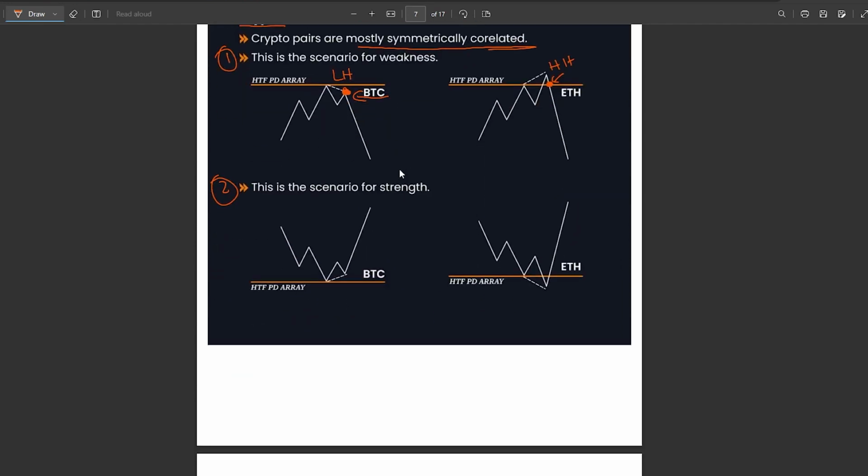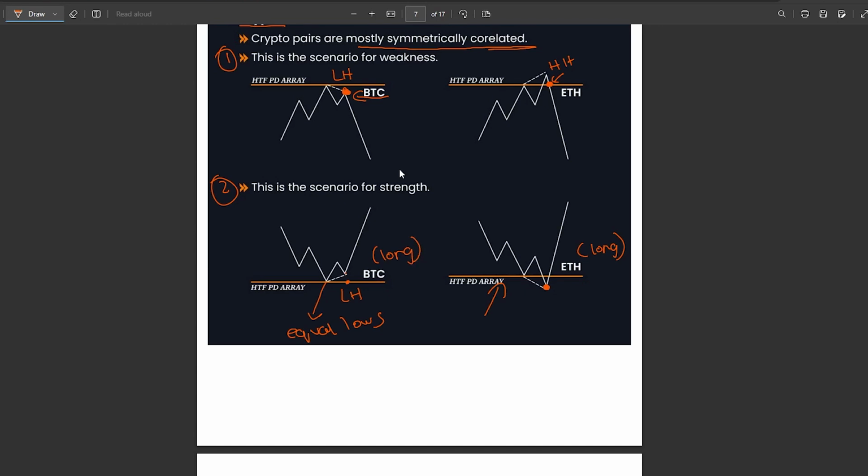Let's suppose BTC is creating lower highs and hasn't taken out its higher time frame PD array, equal lows. These were the equal lows which BTC couldn't take out, but Ethereum was able to take out these lows and created a liquidity sweep structure by closing back above the higher time frame PD array again. So in this scenario, you should look to long ETH. Okay, so either long ETH or long BTC according to your preferences.